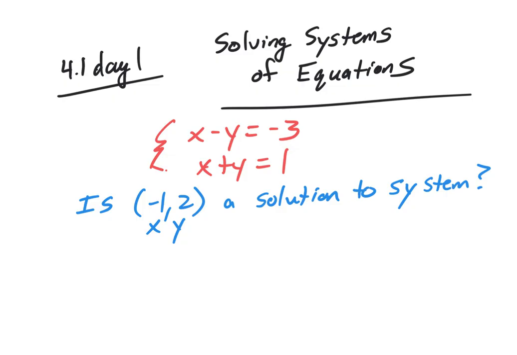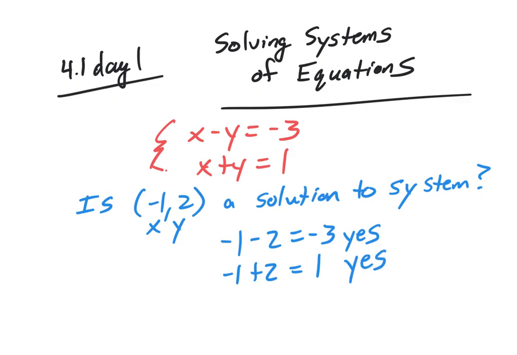And so the first one is going to be -1 minus 2 equals -3. So we would say yes. But we can't stop there. We can't say, oh, yep, it works. It has to work for both. We did that earlier in the semester where we only had one equation. And now we have two equations since it's a system. And so then we're going to do -1 plus 2 equals 1. And so since we say yes to this, then we would say yes, it is a solution to the system.